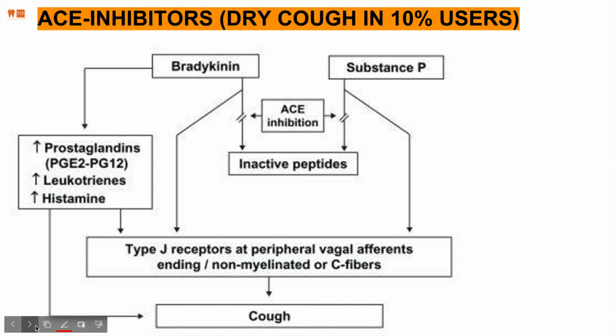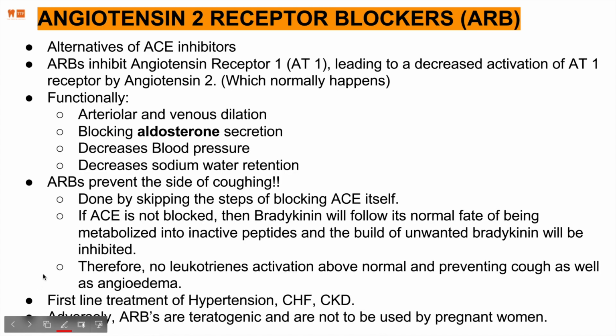Okay, here's another chart. Bradykinin through ACE would be inactive, but through ACE inhibition, that pathway is blocked. And therefore, there is increase in prostaglandin, increase in leukotrienes, increase in histamine. All of that leads to increase in cough. Very, very simple. Perfect? That's why ACE inhibitors and bradykinin are a cough issue.